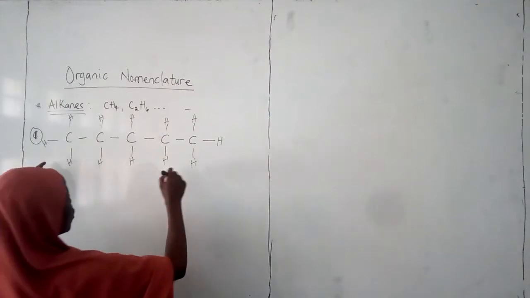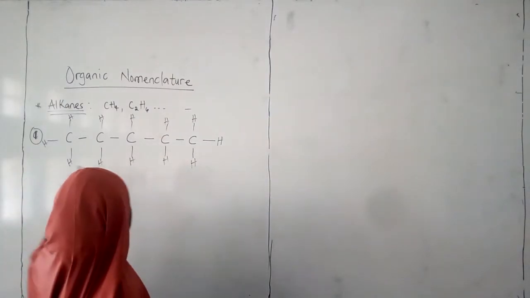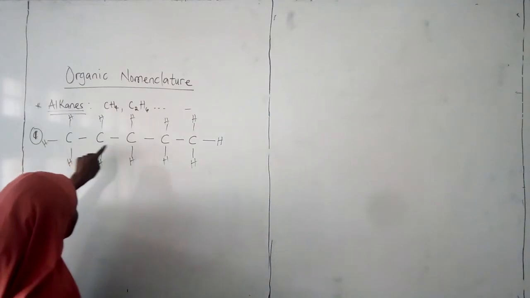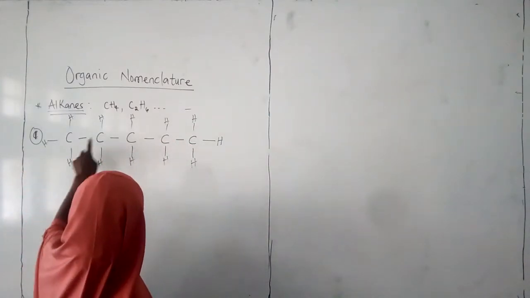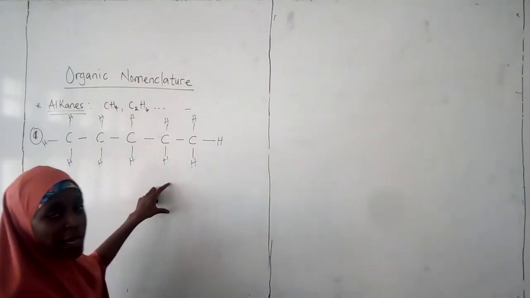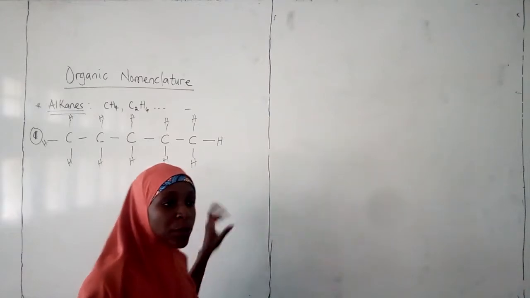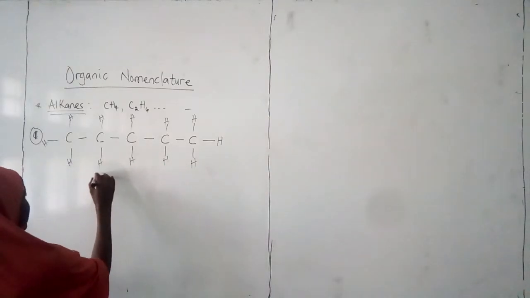Let's start with the unbranched alkane. Now, this is an unbranched alkane. It has 1, 2, 3, 4, 5, so it has 5 carbons. And we know an alkane containing 5 carbons is known as pentane.